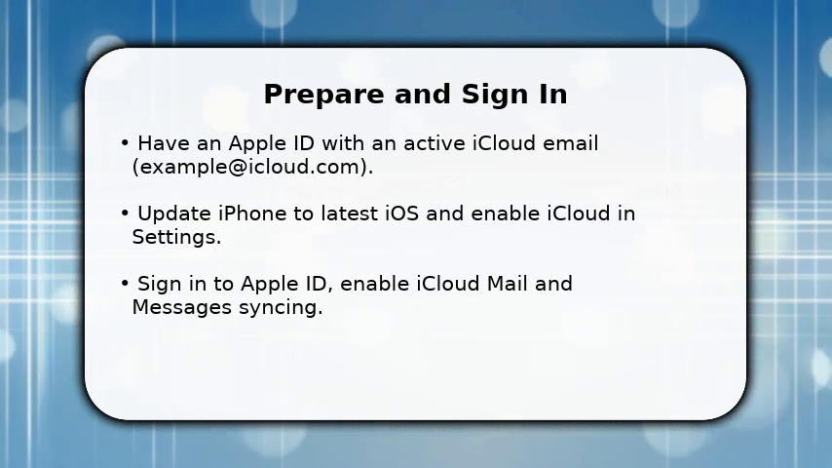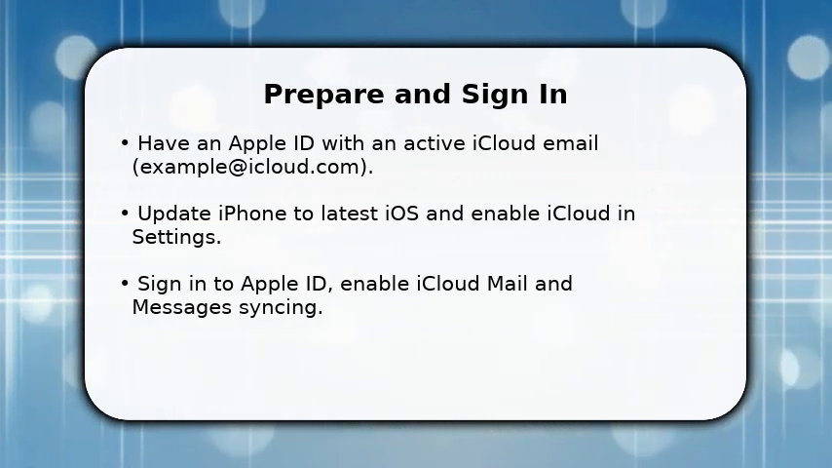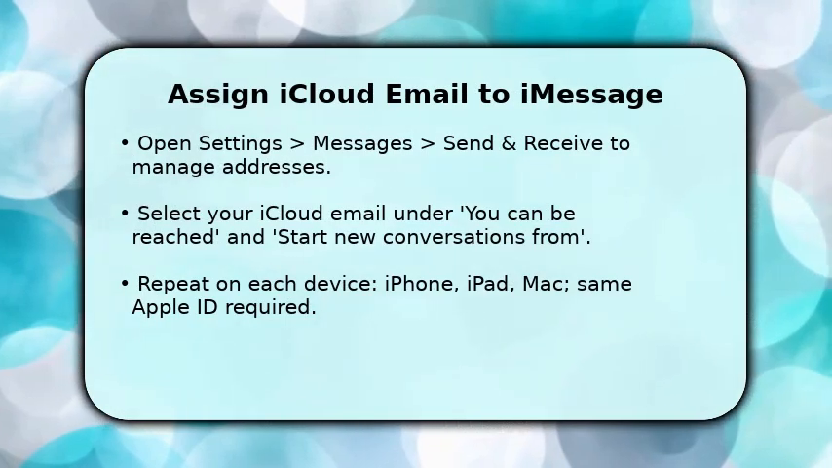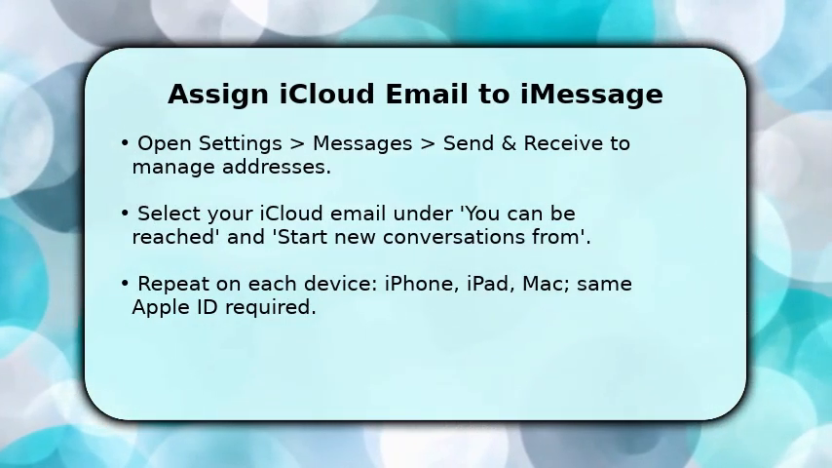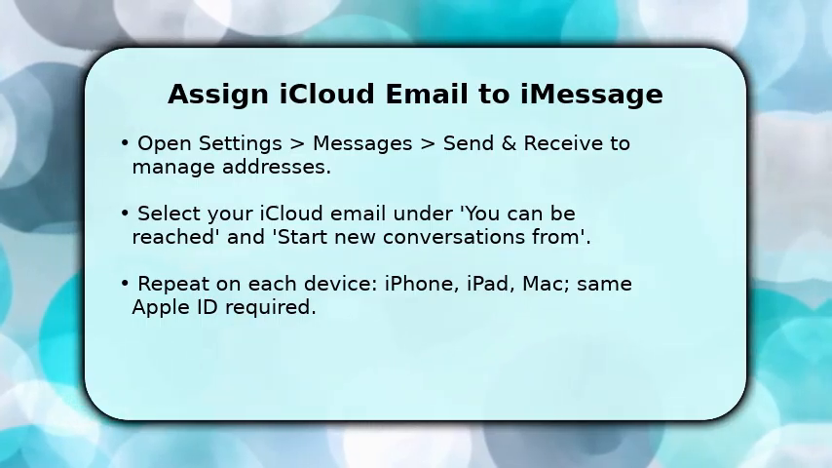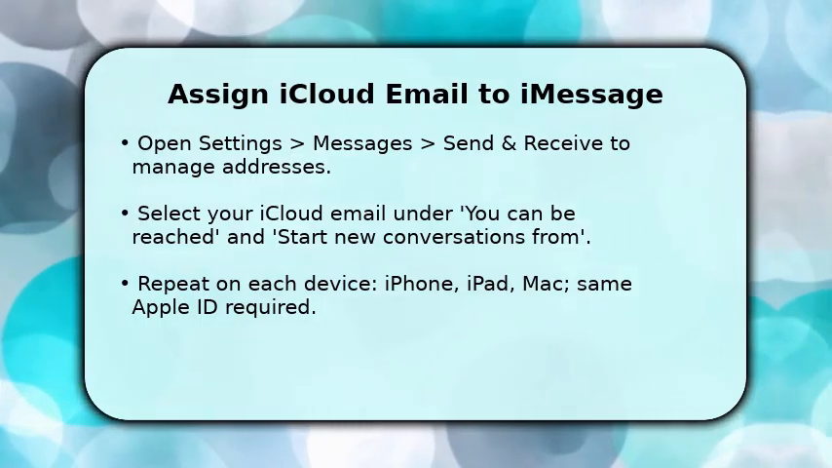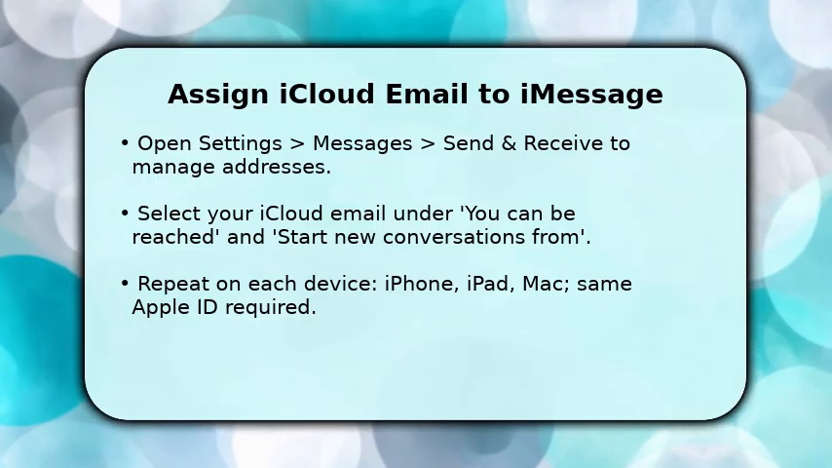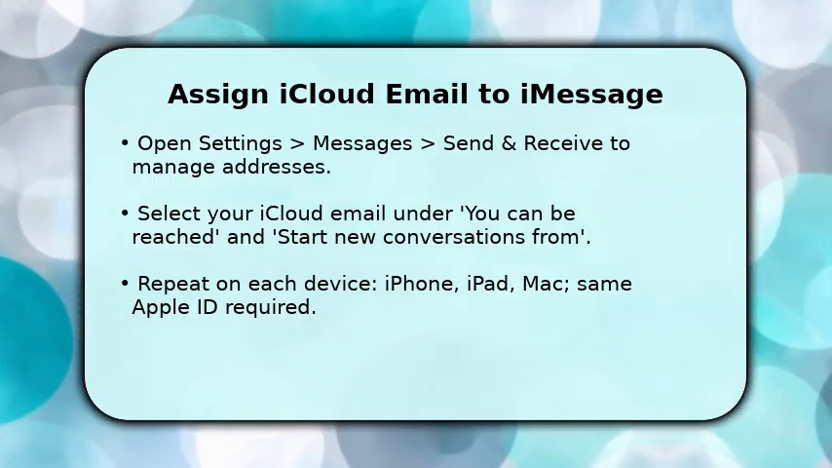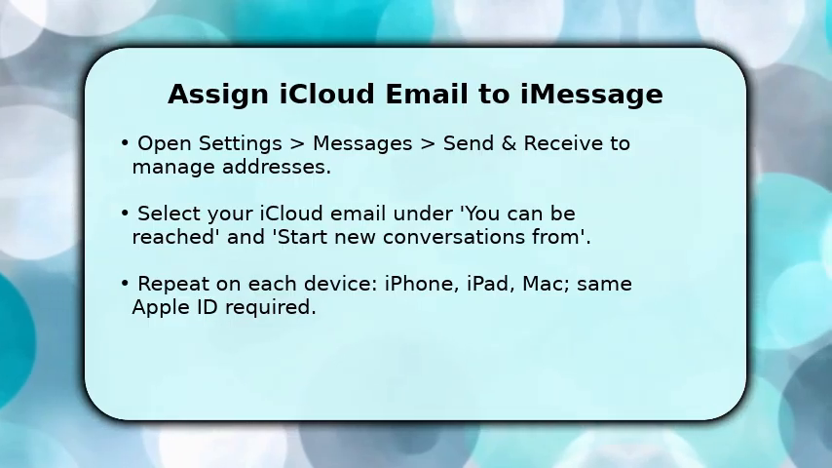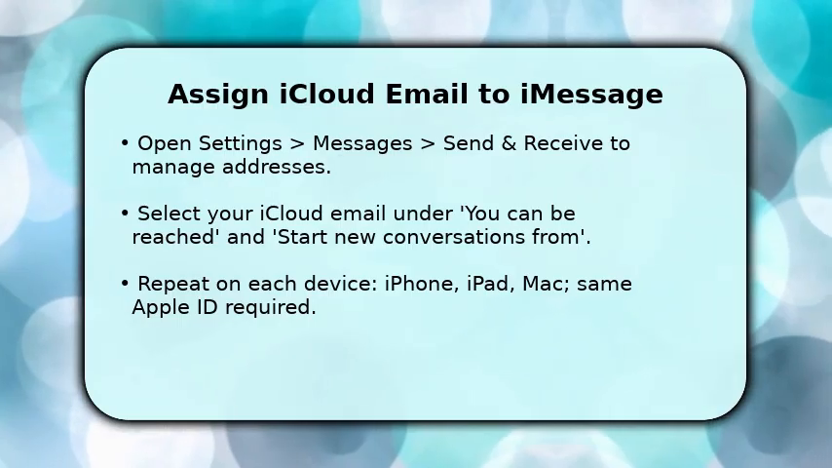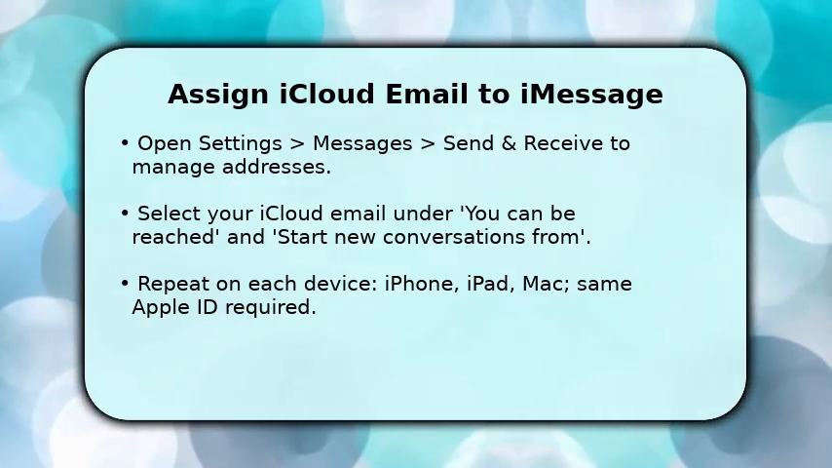Now configure which addresses iMessage uses. Open Settings, tap Messages, then Send and Receive. You'll see phone numbers and emails linked to your Apple ID. Once there, check your iCloud address under You Can Be Reached By iMessage At and Start New Conversations From, so messages originate and arrive correctly. On Mac, open Messages Preferences, iMessage, and match the same selections. Make sure each device shows the same active iCloud email.